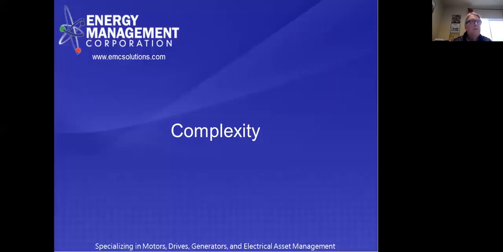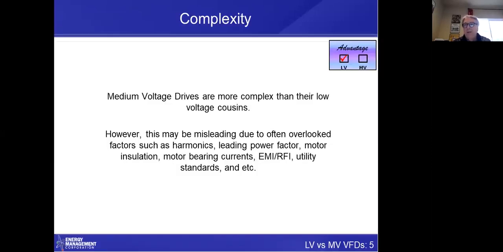Now, let's talk first about the complexity. Would you say that a low voltage drive is more or less complex than a medium voltage drive? Well, I think that's kind of an easy one. If you look up in the upper right, there's a little box that says advantage. I have added that box throughout this presentation, and that's my opinion, and you're welcome to have a different opinion, but that's my opinion as to which one has the advantage. And you notice there's a check mark in the low voltage, and that means, in my opinion, low voltage drives are less complex and therefore they have the advantage.